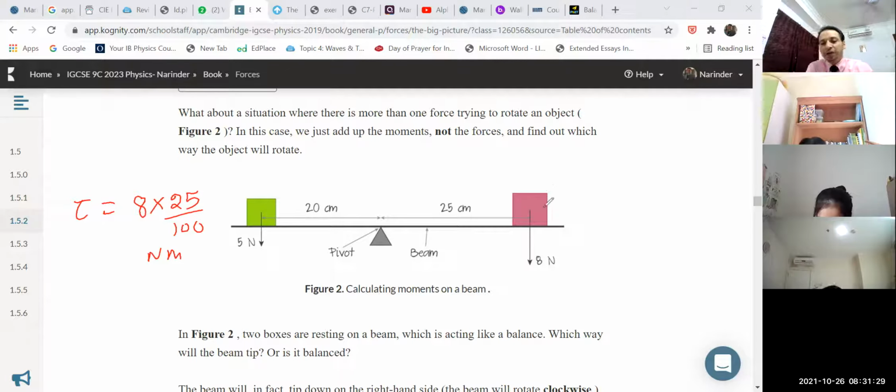And in what direction, children? Clockwise or anti-clockwise? See the impact of this force. This weight of 8 Newton on the right hand side of the pivot point will go down and it will try to rotate in the clockwise direction, children. Let me move ahead. So this is the way, children, that you can find out the turning effect of force as per the given information.